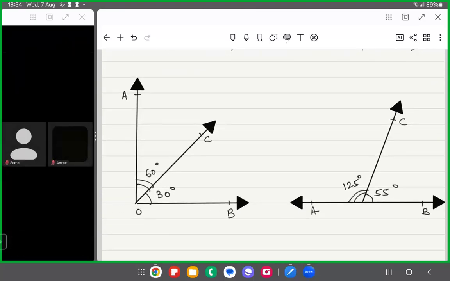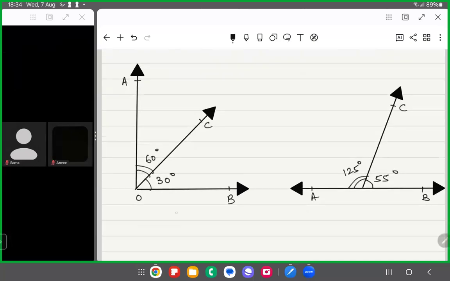Now look at this example. There are two figures here, figure A and figure B. Right? Can you tell me which one of them are adjacent pair of angles? Sama. Which are adjacent pair of angles? Which one of them? Does figure A show an adjacent pair or not? Does figure B show an adjacent pair or not? Tell me.